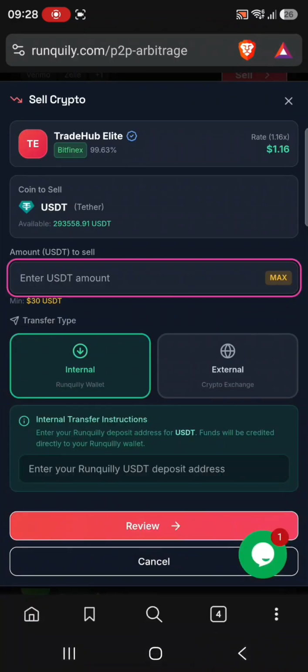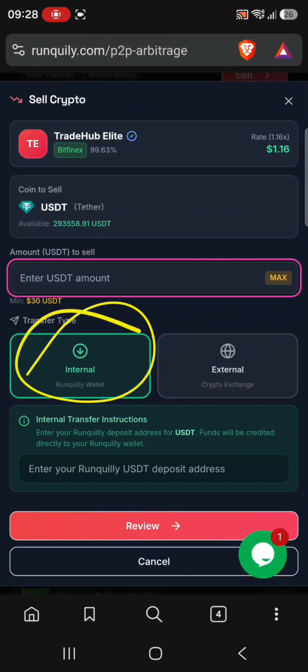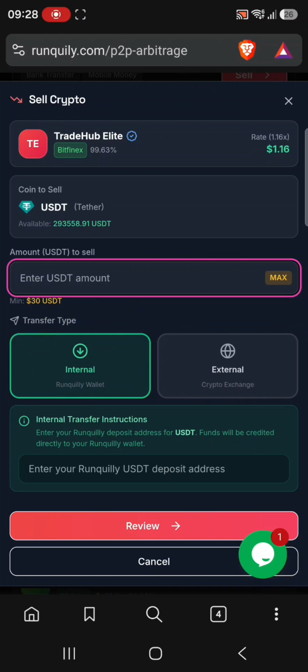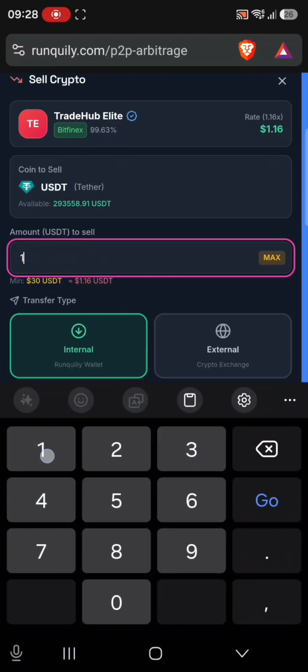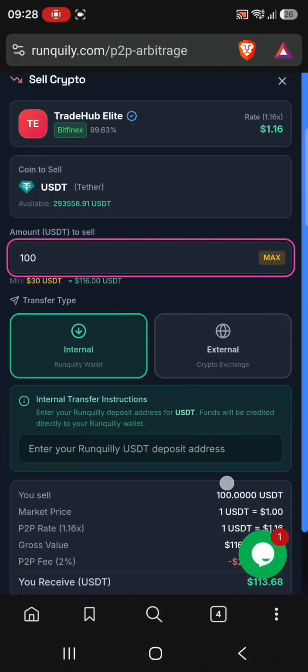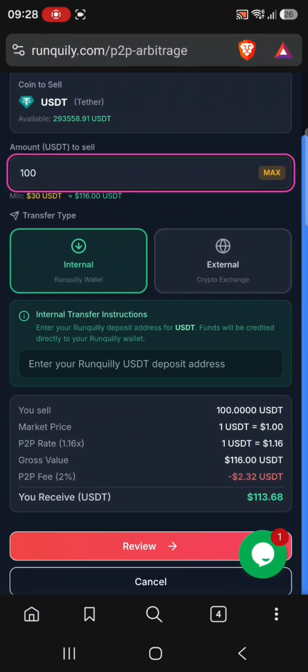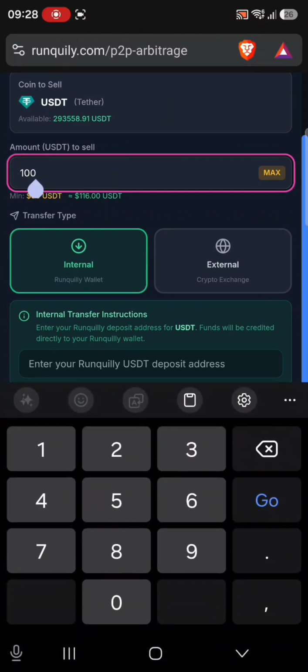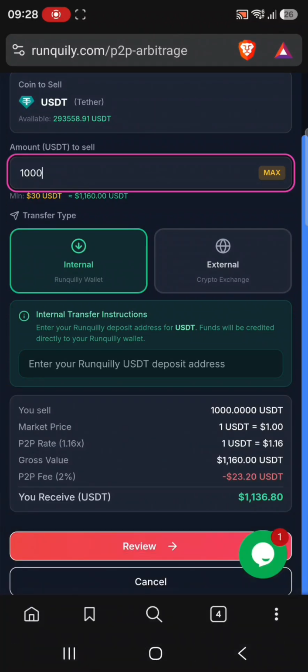Let's make a live example. And remember, as I said, you can receive your assets if you are trading here in an internal wallet, which is your Runquilly, or an external wallet, which is the wallet of your choice. Let's say we are trading with 100. We'll be making a profit of 13 USDTs after P2P fee. But if you are trading with 1,000, so I want to show you the power of big capital, you will make 136 USDTs after P2P fee.